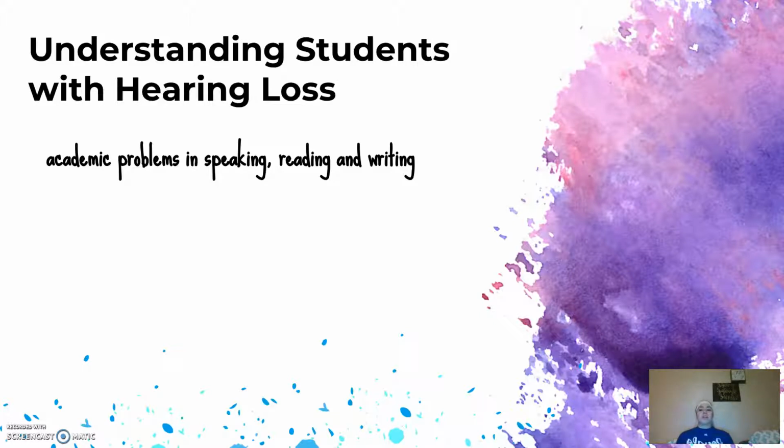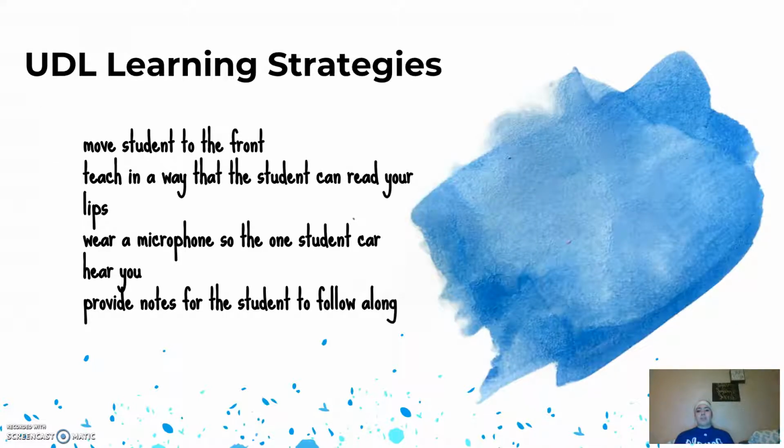Understanding students with hearing loss. These students have academic problems in speaking, reading, and writing. And the UDL learning strategies, you can move the student to the front of the classroom, teach in a way that the student can read your lips. You can wear a microphone so that the one student can hear you a little better. It would go into their cochlear implants, which is their hearing aids. And then provide notes for the students to follow along.